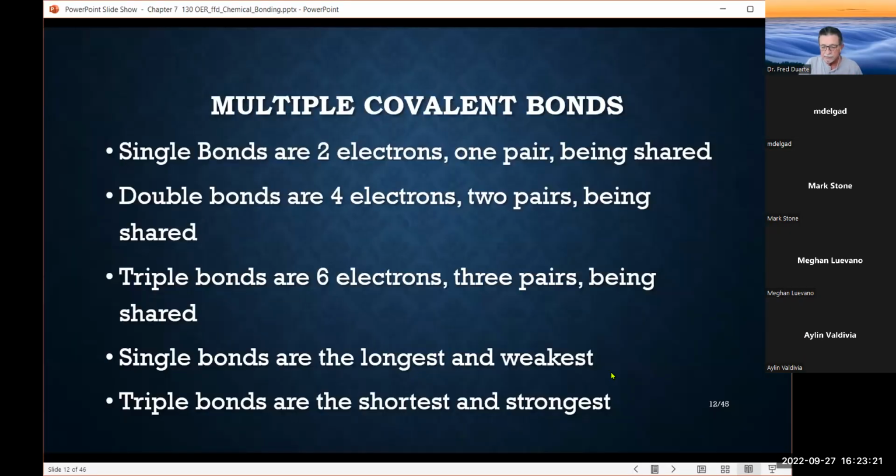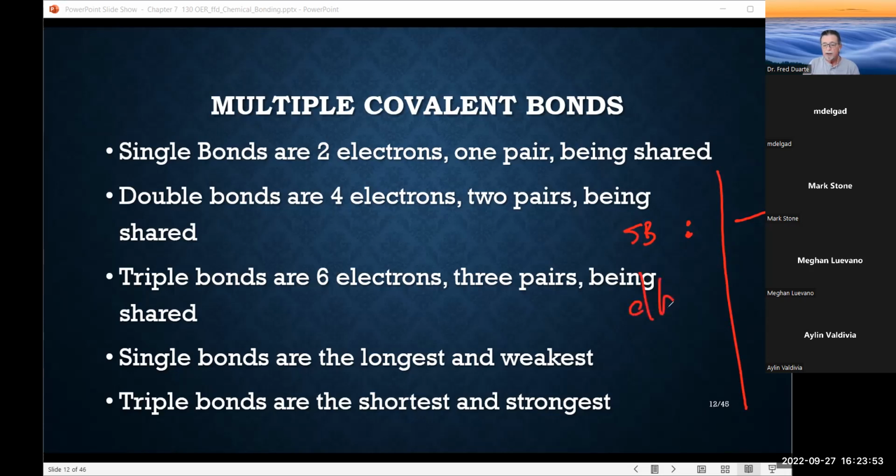When we talk about the types of bonds for covalent compounds, there are three types: a single bond, a double bond, and a triple bond. We designate them by a line. For a single bond, we can do it one of two ways. We can either use the electrons and draw two dots, or we can simply draw a line. Those are the same thing. You see us drawing lines to represent a single bond.